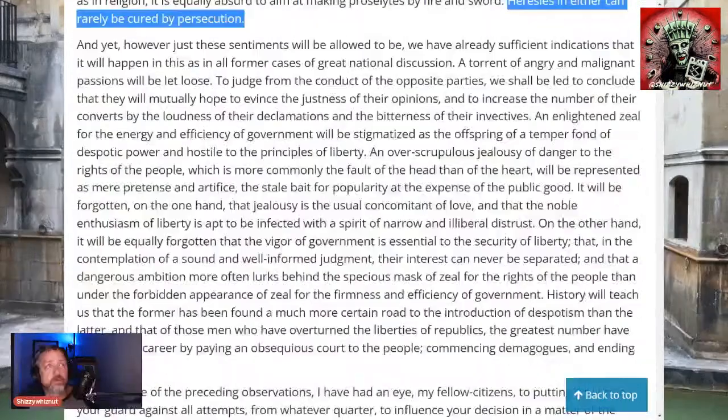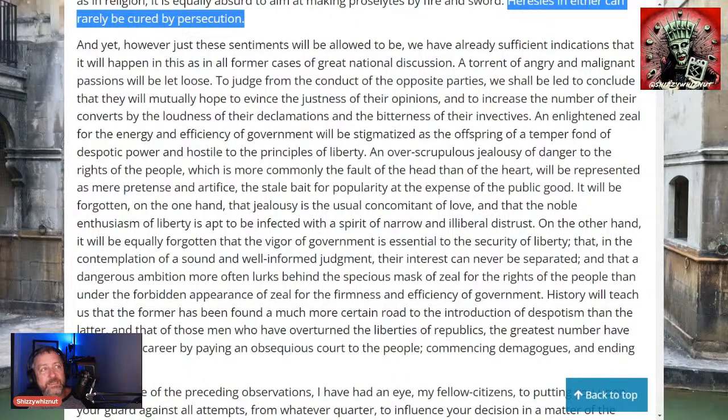And yet, however just these sentiments will be allowed to be, we have already sufficient indications that it will happen in this, as in all former cases of great national discussion, that a torrent of angry and malignant passions will be let loose. To judge from the conduct of the opposite parties, we shall be led to conclude that they will mutually hope to evince the justness of their opinions and to increase the number of their converts by the loudness of their declamations and the bitterness of their invectives.